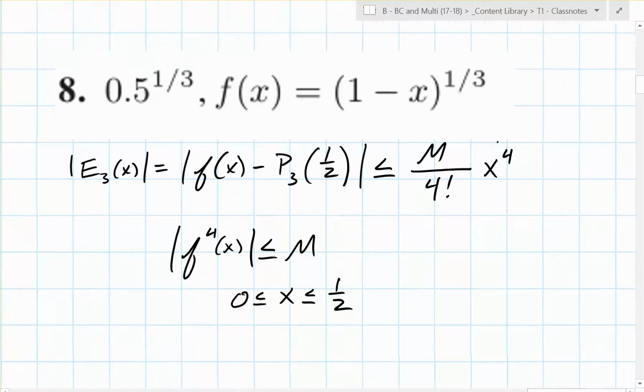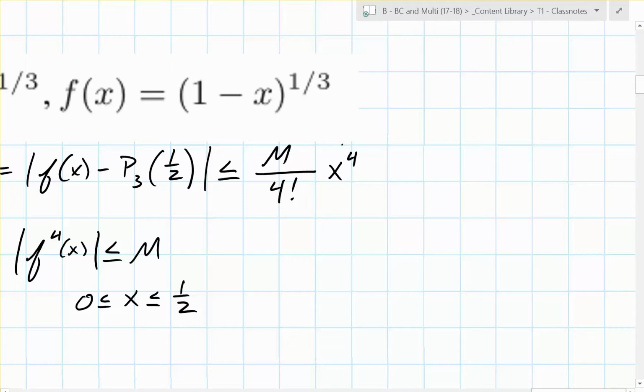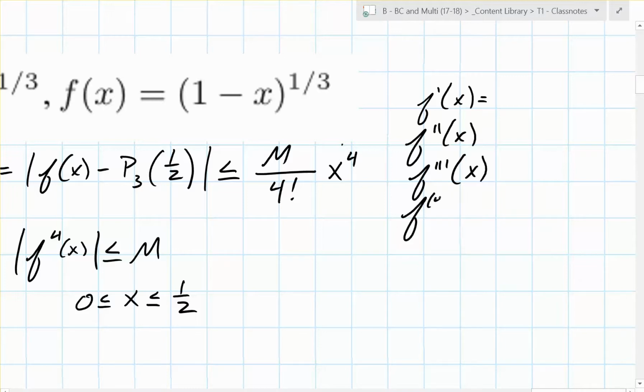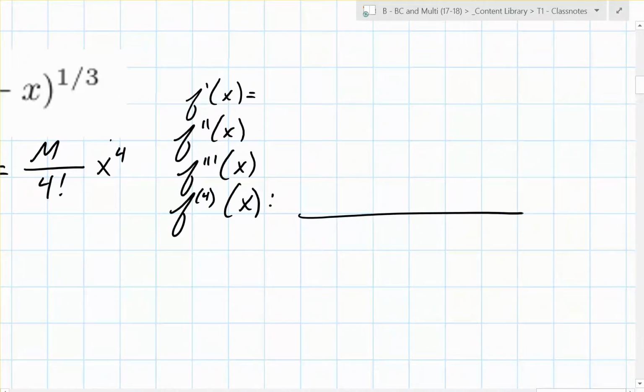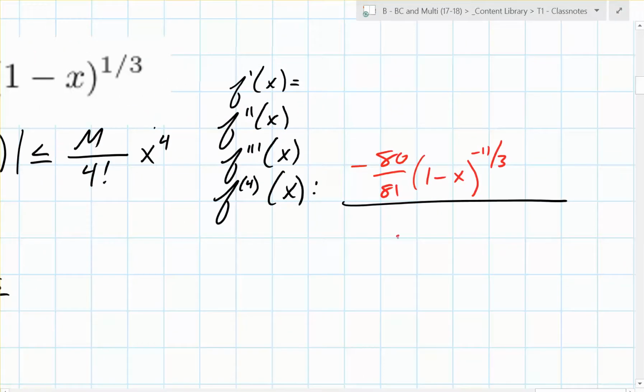So we now need to take the derivative. So what's the first derivative? What's the second derivative? What's the third derivative? And what's the fourth derivative? Do that by yourself right now. Please find me the fourth derivative. Find me the... 0 to 1 half.